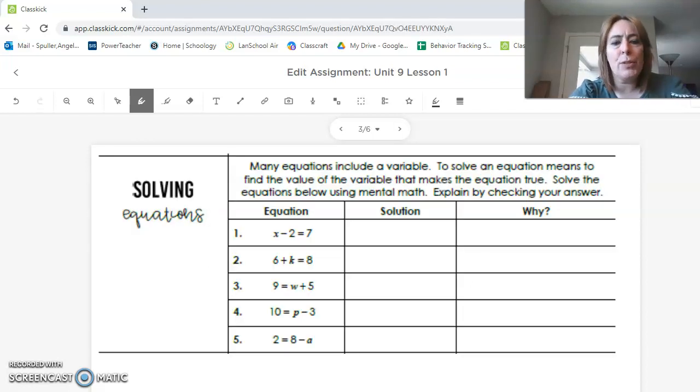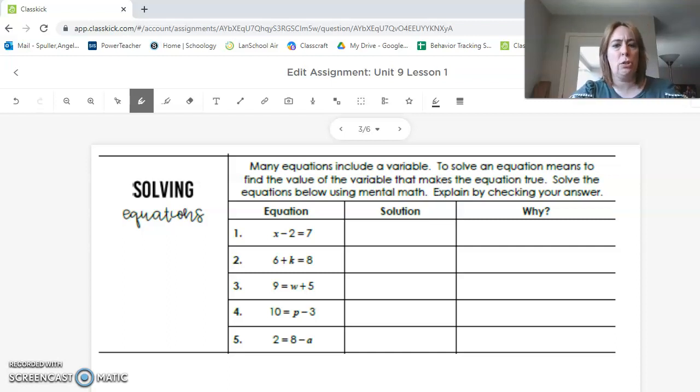All right, so here we have some equations, and they want us to find the solution because many equations include a variable, and to solve an equation, you have to find the variable that makes that equation true. So we're going to do that using mental math, and then I want to show you how to check your answer. So let's look at this first one.